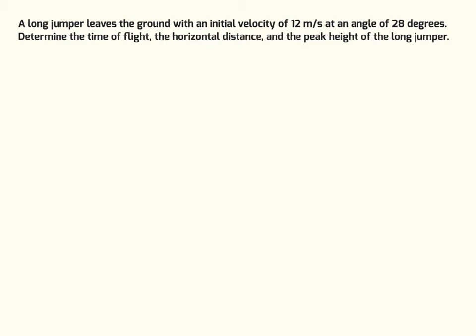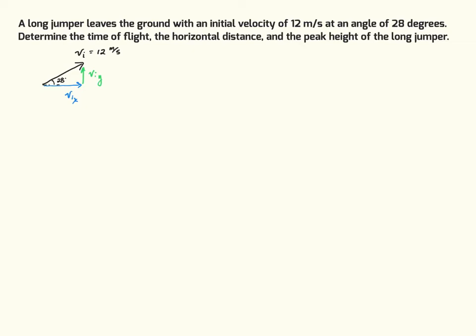The first step that I would like us to take when we solve these problems is to determine what the components of the initial velocity are. We know our initial velocity is 12 meters per second, but that's at some angle, and this angle is 28 degrees. So our first job is to figure out what v initial x is, and then what v initial y is. Once we figure out those two things, we can pretty much forget about this v initial, the 12 meters per second at the 28 degree angle.